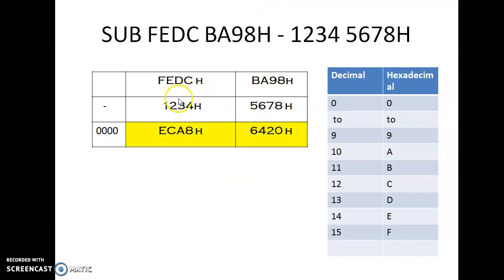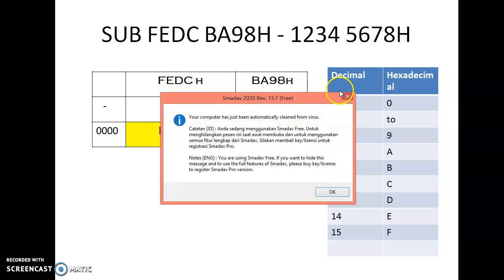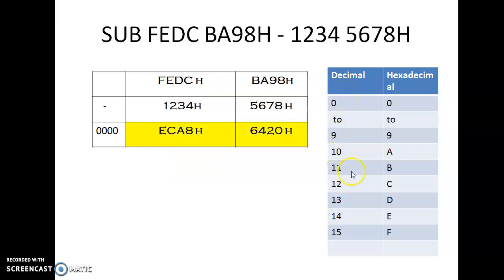14 minus 2 is 12. What is the equivalent of 12? 12 is C. Next, F minus 1. What is F here? F is 15. 15 minus 1 is 14. The equivalent of 14 is E. So the answer is ECA86420. Okay. Now we'll see the program.